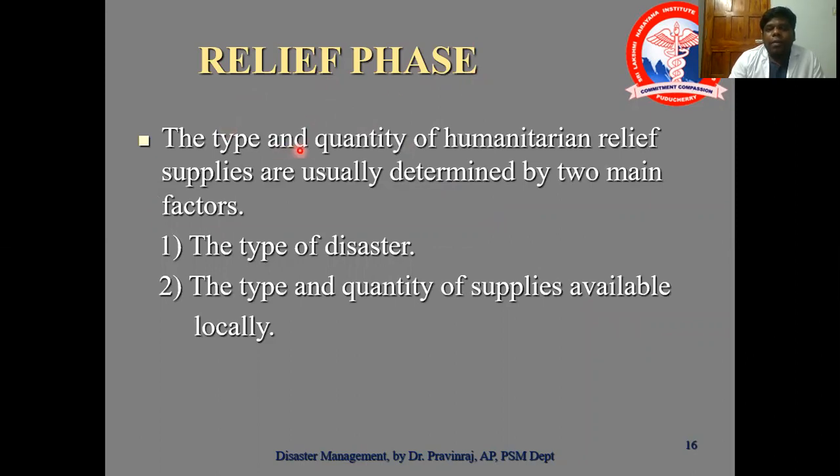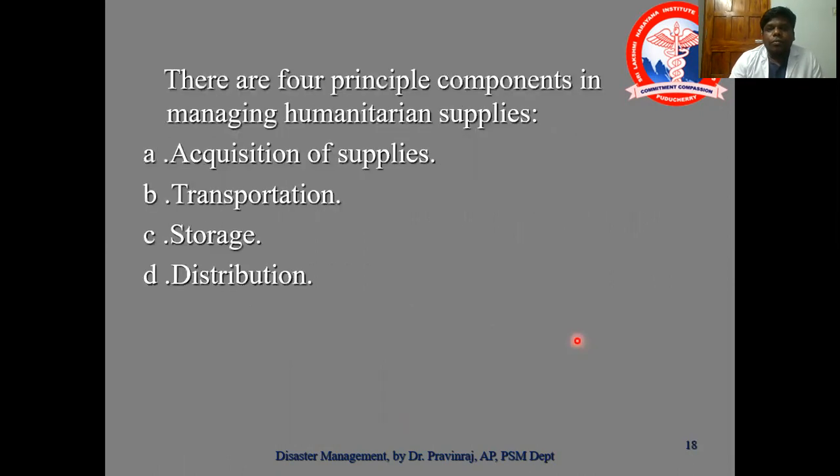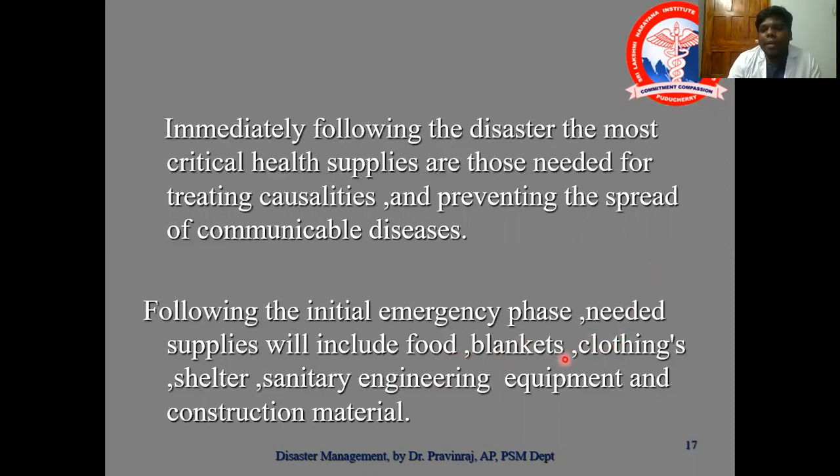Then relief phase. The type and quantity of humanitarian relief supplies are usually determined by two main factors. What are those? The type of disaster, and the type and quantity of supplies available locally. Immediately following the disaster, the most critical health supplies are those needed for treating casualties and preventing the spread of communicable disease. Following the initial emergency phase, needed supplies will include food, blankets, clothing, shelter, sanitary engineering equipment, and construction material.